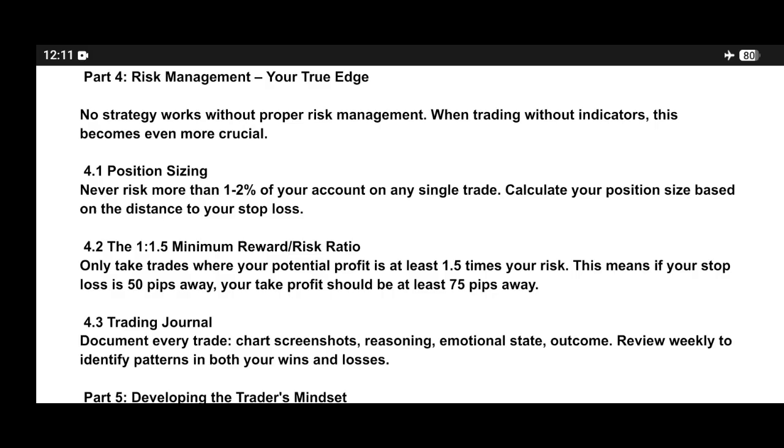Only take trades when your potential profit is at least 1.5 times your risk. This means if your stop loss is 50 pips away, your take profit will be at least 75 pips away. So let me say, when you are risking 50 pips, at least your take profit will be about 75 pips or 100 pips. Are you getting me? That is number 2.